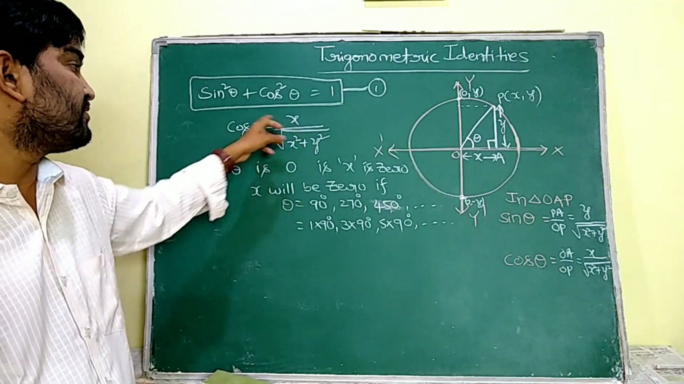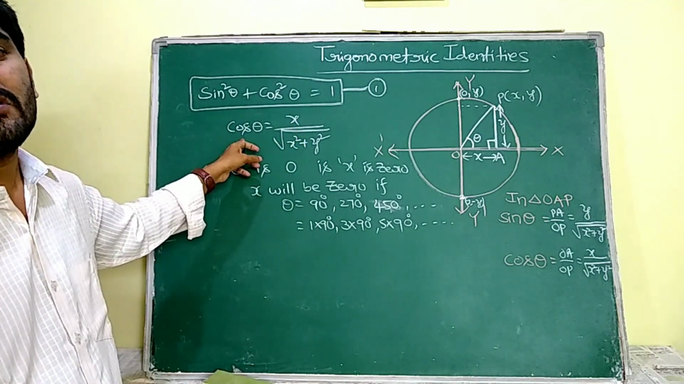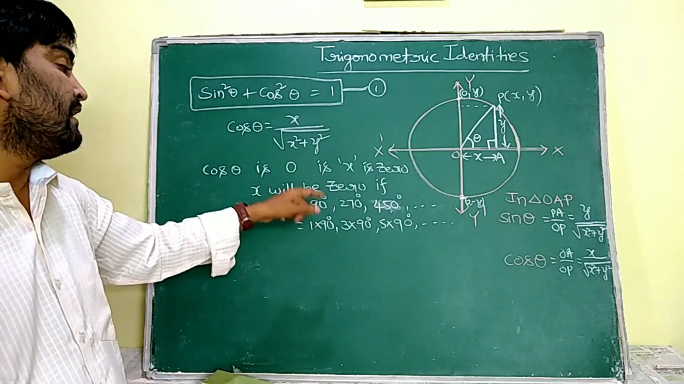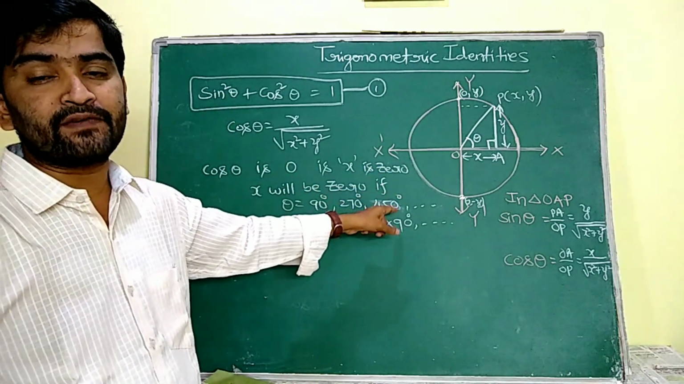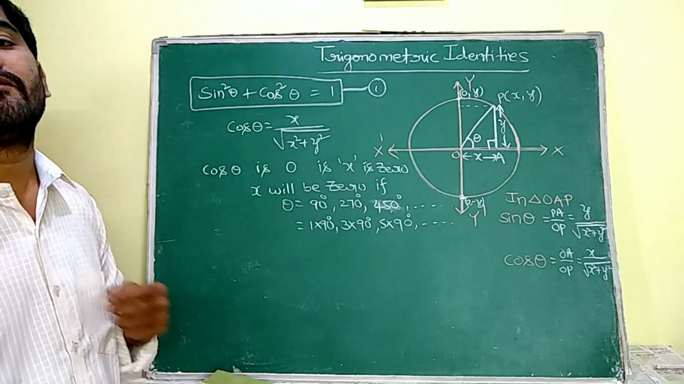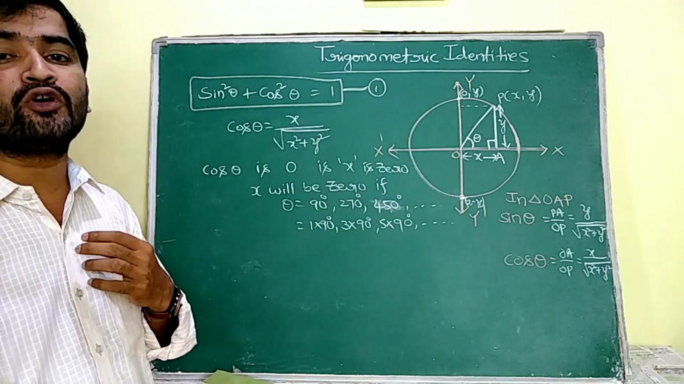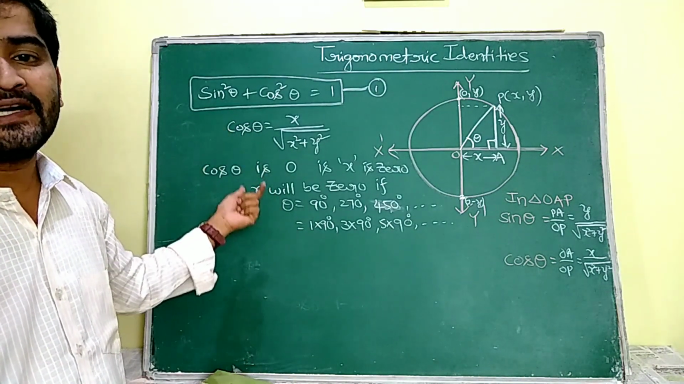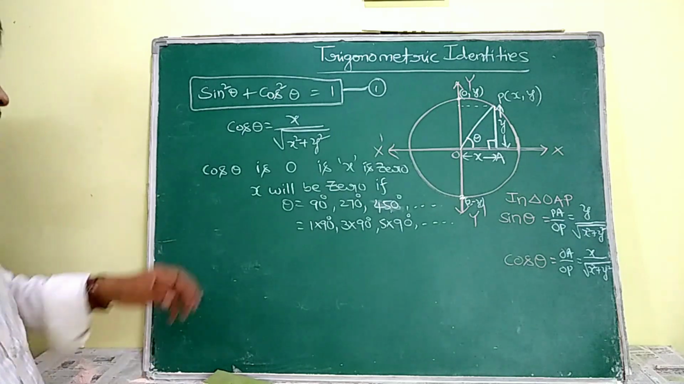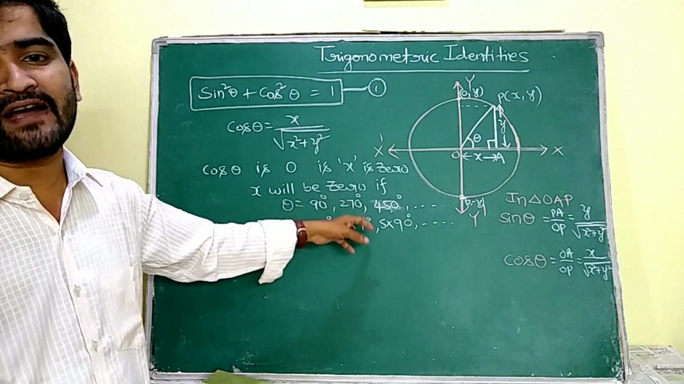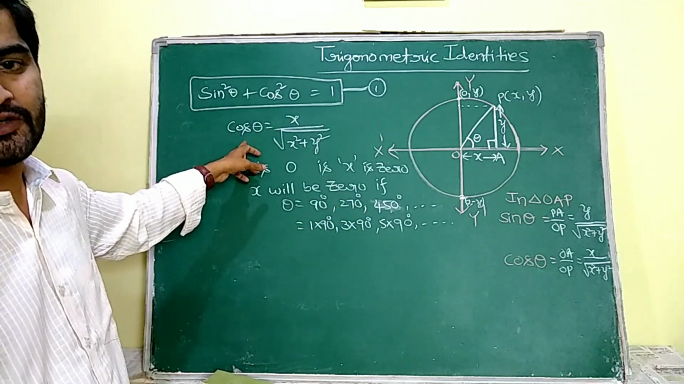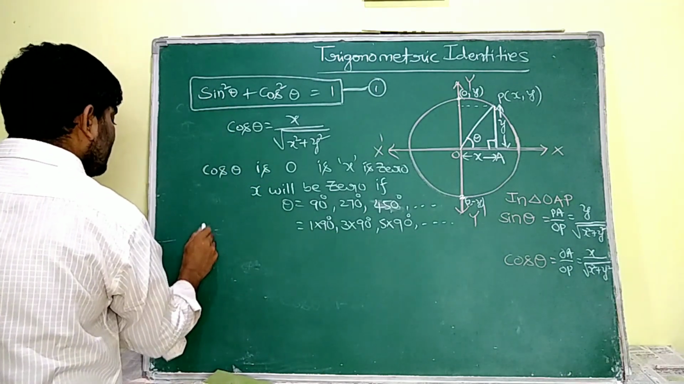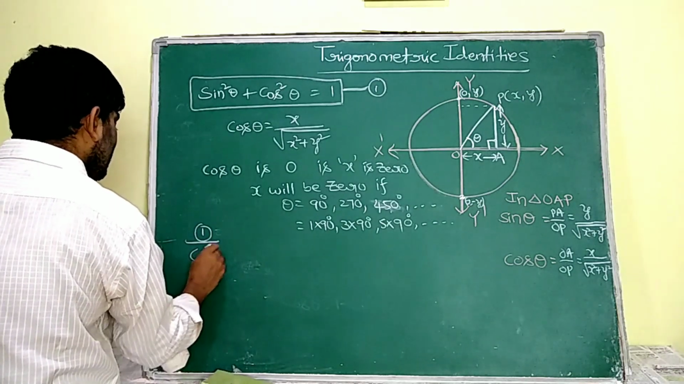If x values are 0, then cos theta is 0. So we are not going to consider theta values as 90, 270, 450, and so on. That means we are not going to take the odd multiples of 90 in identity 2, because if we consider these values, then cos theta becomes 0. Understand? I am going to divide identity 1 with cos square theta.